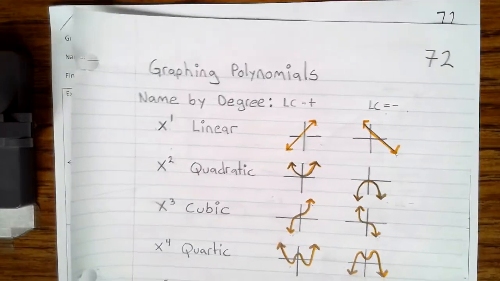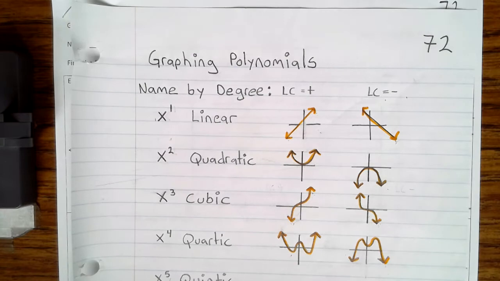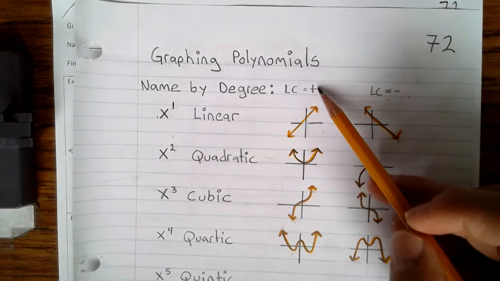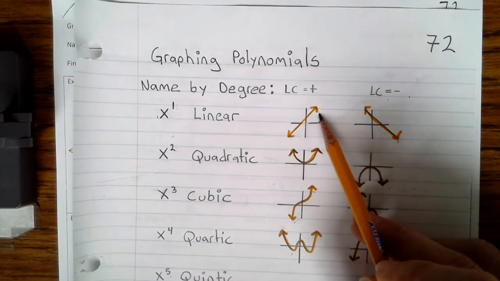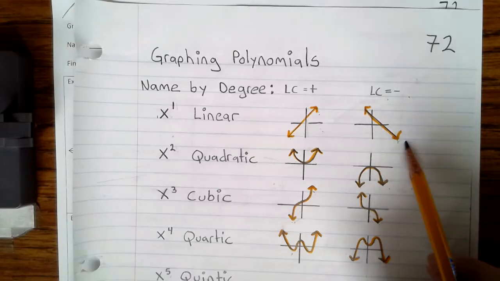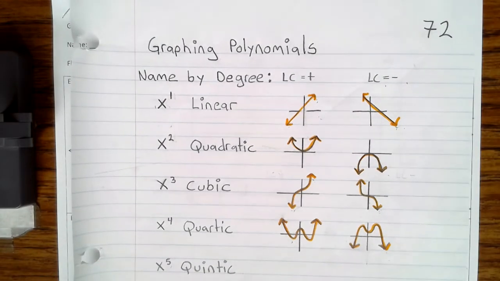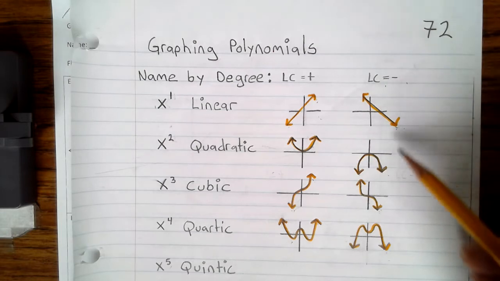Graphing Polynomials on page 72. Name by degree. X to the power of 1 is linear. When the leading coefficient is positive, it's going up from left to right. When the leading coefficient is negative, it's going down from left to right. X squared is quadratic. When the leading coefficient is positive, it opens upwards. When the leading coefficient is negative, it opens downward.